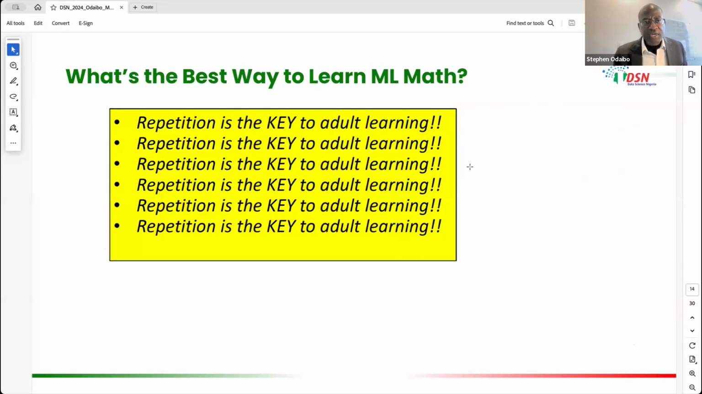So another way to learn, or something to be clearly aware of, is that repetition is the key to adult learning. And so I've repeated this multiple times to drive the point home. It's not something that you look at once and then you say, I've got it. Oh yeah, and now I understand it. Matter of fact, after you think you understand it, trust me, go back after a month and look at it again and start from the beginning and look through the whole thing and work through all of it.